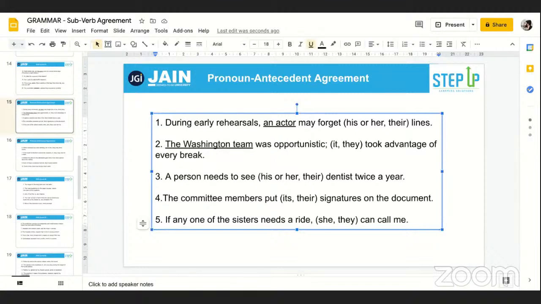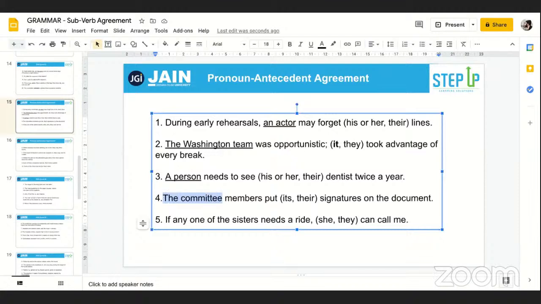So, question 2. The answer would be it. Because the Washington team is a team, singular. Yes, it's singular. Good. Third one: a person. His or her. Okay.